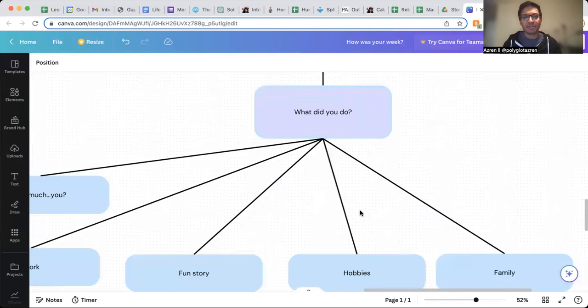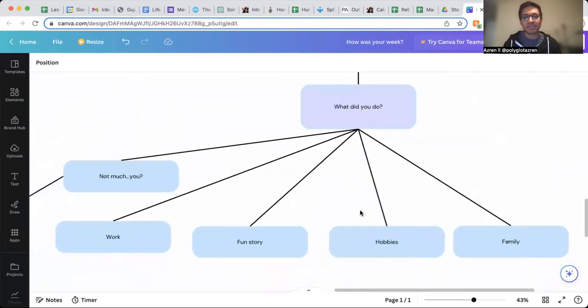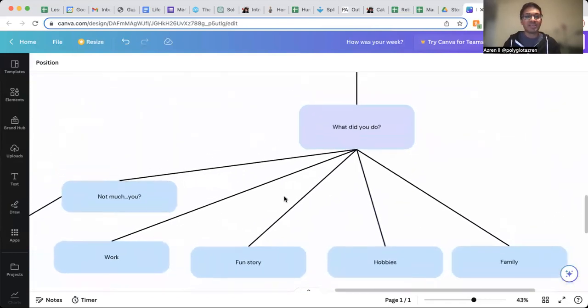Now, if you look on my screen, you're going to see different branches. They might say, not much. How about you? So you ask them, what did you do? And they say, I don't know, not too much. Normal week. Just not very much. People say that. So that's a possible answer.